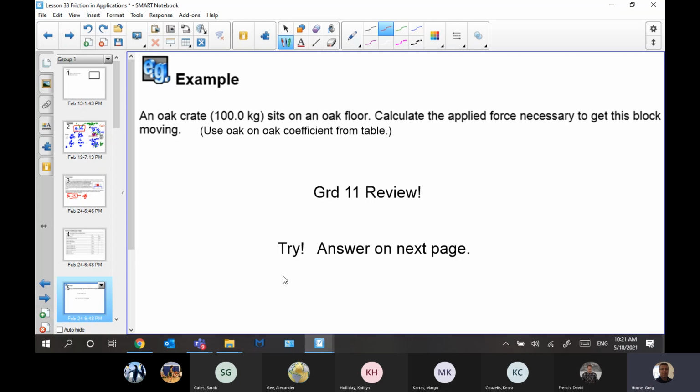So this oak on oak example, I'm just going to show this one because it's totally review. Calculate the applied force necessary to get it moving. You just have to figure out what the normal force is. It gave you the mass of it.